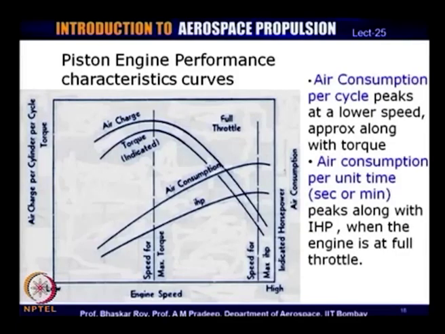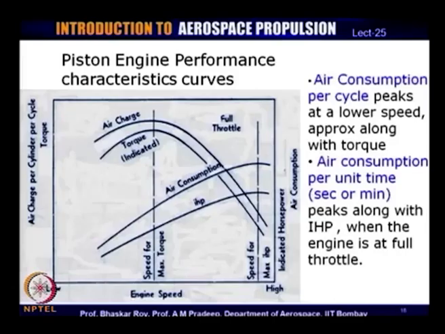What happens when a piston engine is performing for powering an aircraft? As we can see here, the air consumption per cycle, given over here as the y axis, goes up with the speed. The air consumption per cycle reaches a peak somewhere over here and then goes down, whereas the air consumption per unit time, per second or minute, continues to go up and reaches a peak at a very high speed.